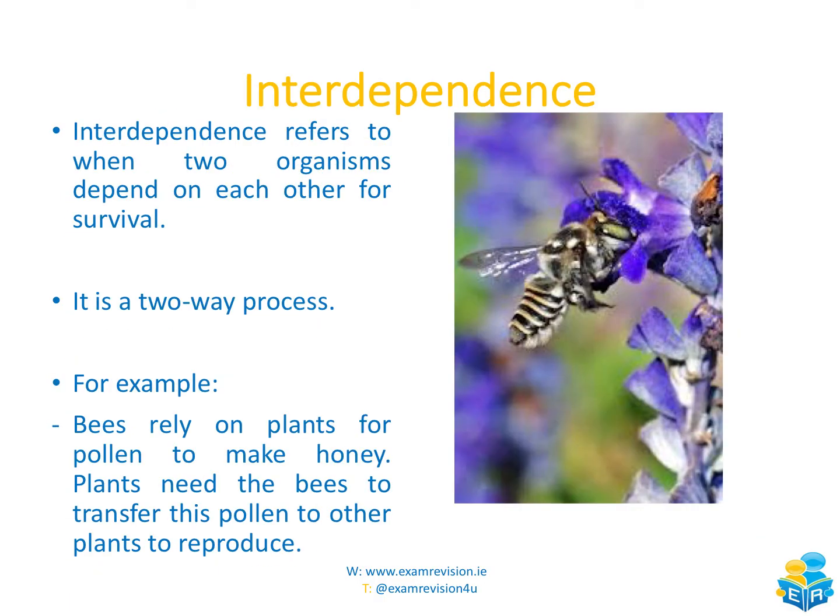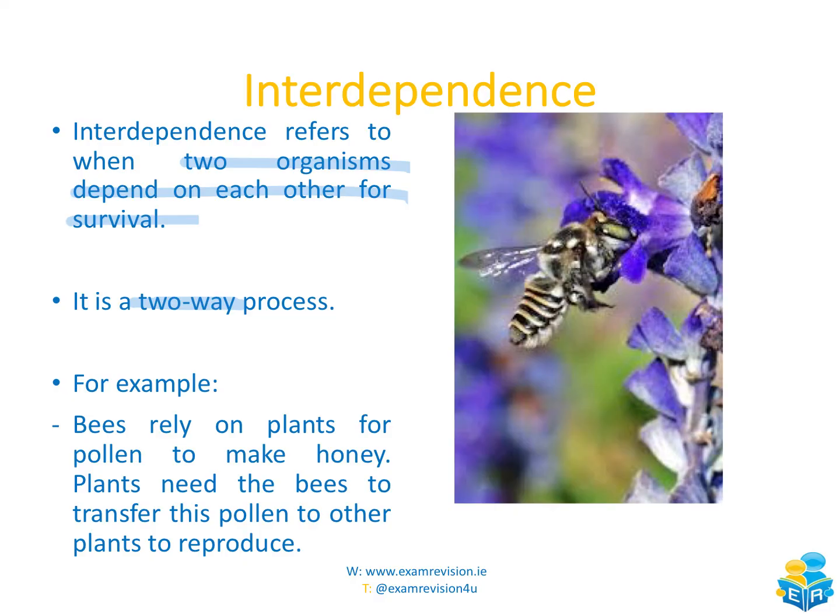Now, interdependence, really important here when we're talking about interdependence, that we always give the two sides of the story, and I'll get to that in a minute. So interdependence refers to when two organisms depend on each other for survival. So two organisms depend on each other for survival. It's a two-way process, and that's really important. So the example we have here at the bottom says, bees rely on plants for pollen to make honey. Plants need the bees to transfer this pollen to the other plants to reproduce.